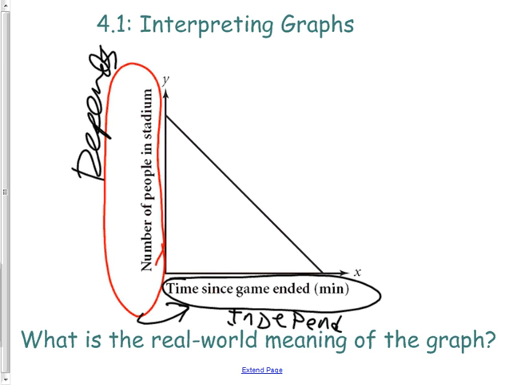All right, so what is the real world meaning of the graph? Well, it's just talking about how many people are in the stadium since the game ended. So here there's a lot of people in the stadium. Here everybody's gone, so that's 0. And it's time from here to here. Do you think in the real world that it goes like that after the game?